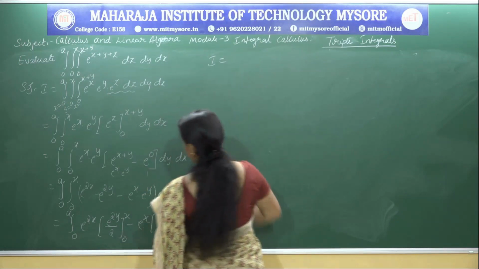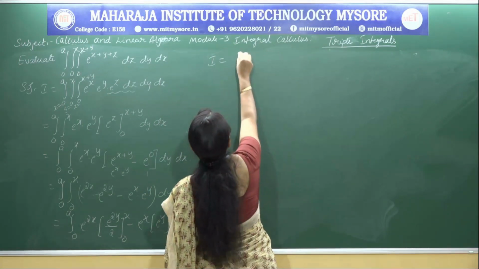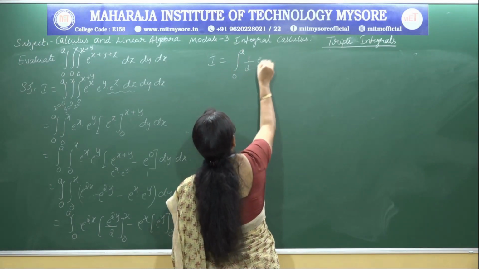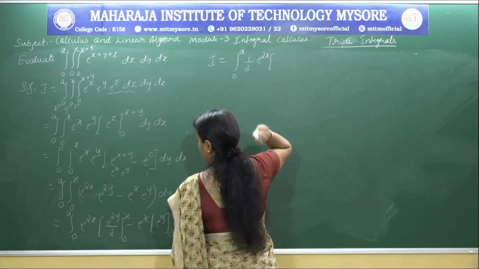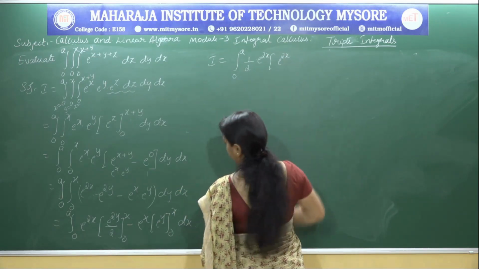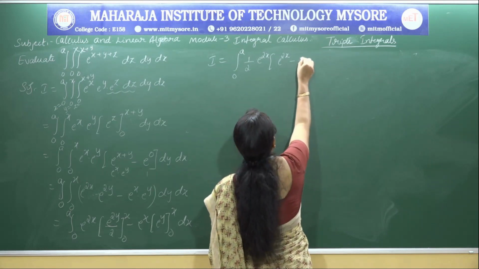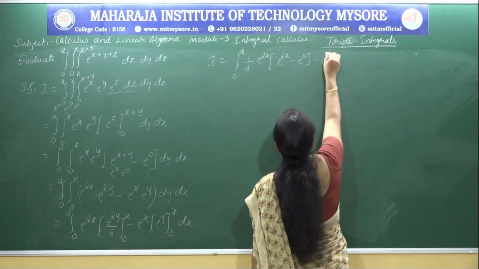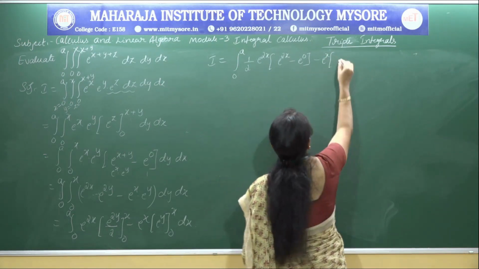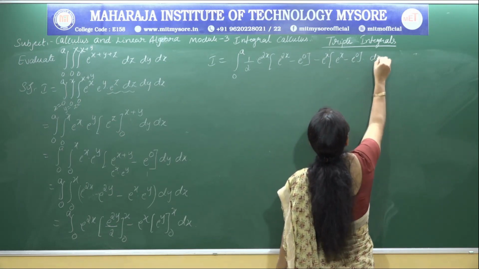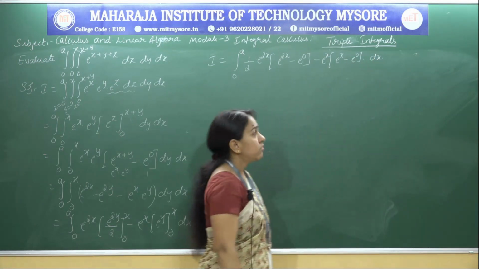Before going to integrate, of course we have to apply the limit and simplify, then integrate with respect to x. That is integral 0 to a, 1 by 2 common into e power 2x into upper limit is x. So in place of y, replace by x, e power 2x minus e power 0 lower limit, minus e power x into upper limit is x. So e power x minus e power 0 into dx.